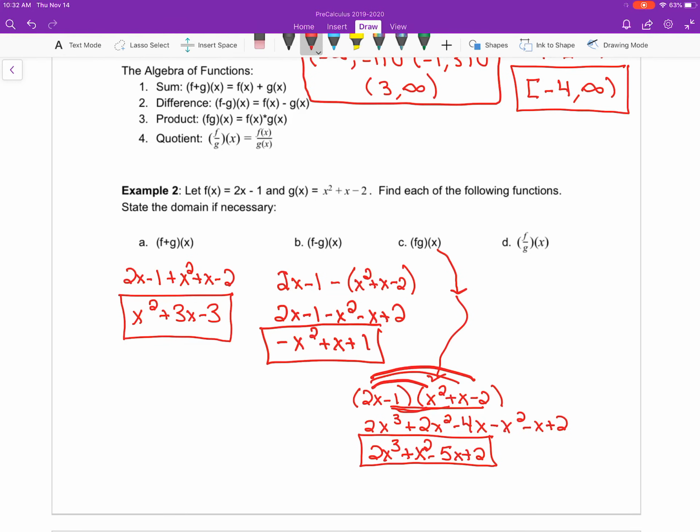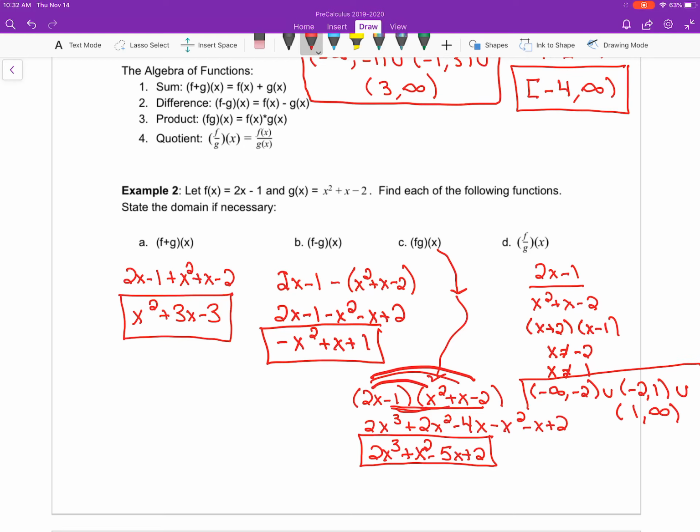And finally, division. You're just putting one on top of the other. But when we divide, it's important to state the domain because we have a restriction here. So if we were to factor the denominator, we would know that x cannot be equal to -2 or x cannot be equal to +1. So our domain would be from negative infinity to -2, -2 to 1, and 1 to infinity. So each little interval, as long as we are not including -2 and +1.